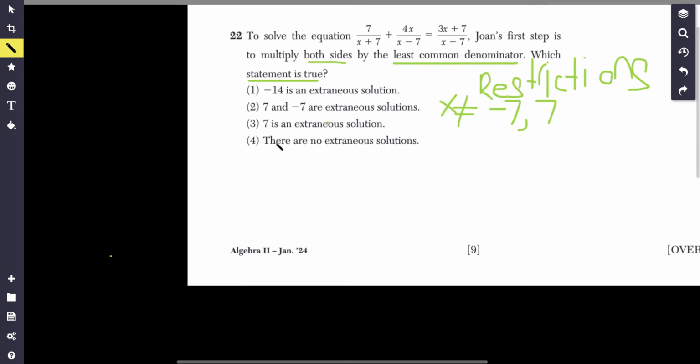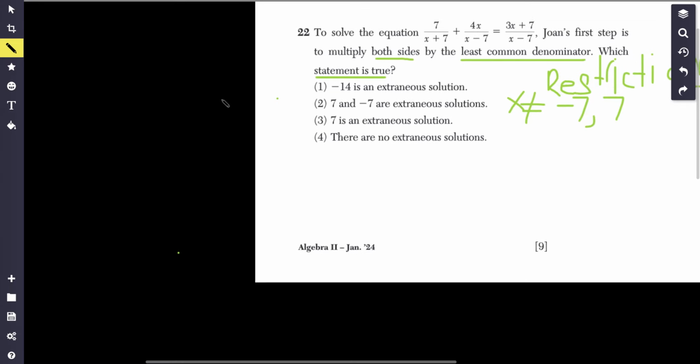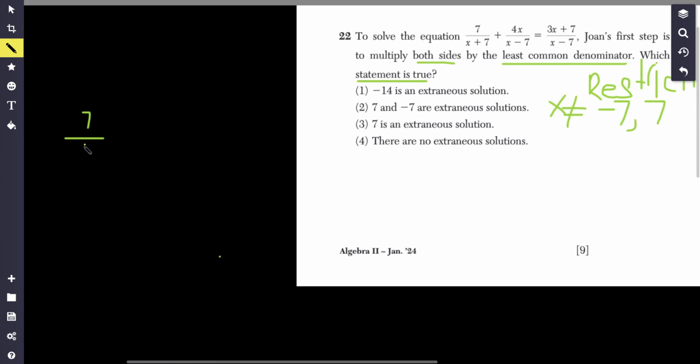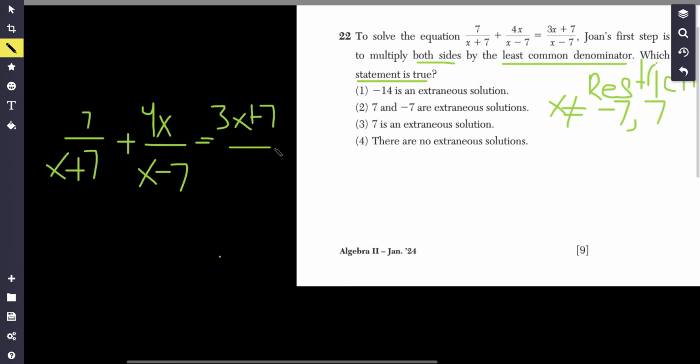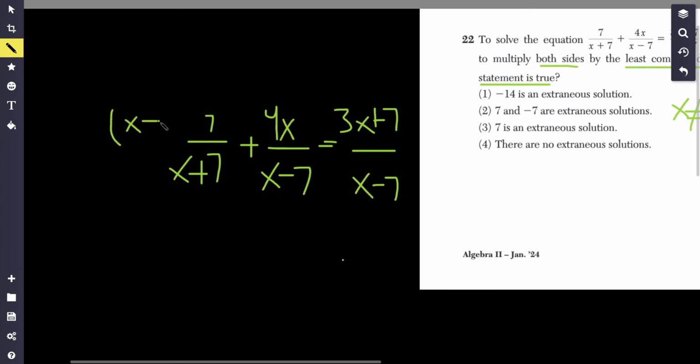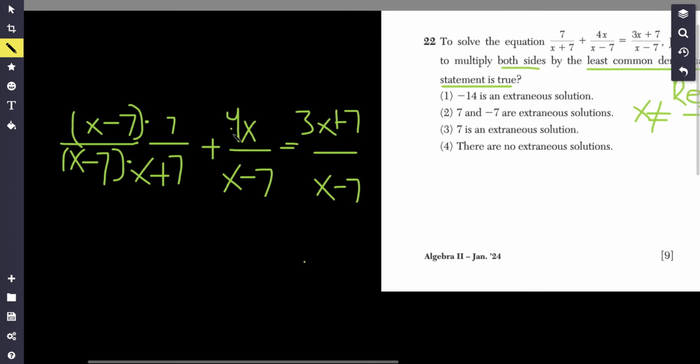Now, let's actually solve this equation. In this case, we have 7 divided by x plus 7, plus 4x divided by x minus 7, equals 3x plus 7 divided by x minus 7. Let's try to get a common denominator. I'm going to multiply the top and the bottom of the first part by x minus 7. For the second part of our equation, I'm going to multiply the top and the bottom by x plus 7.